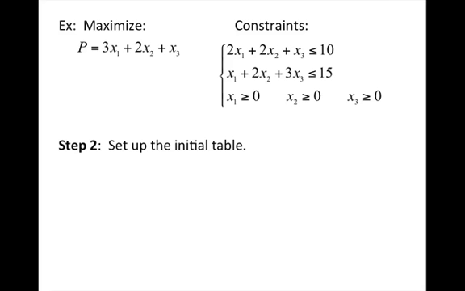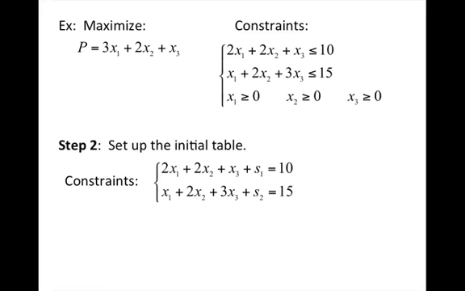I know I'm always going to start with my two constraints. I need to introduce the slack variables. So in the first one, I'm going to add an s sub 1, and in the second constraint, I'm going to add an s sub 2. These are going to change my inequalities to equal signs. So I end up with 2x sub 1 plus 2x sub 2 plus x sub 3 plus s sub 1 equals 10. And then the second one, x sub 1 plus 2x sub 2 plus 3x sub 3 plus s sub 2 equals 15.